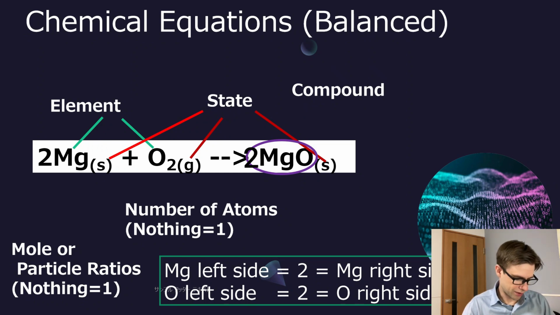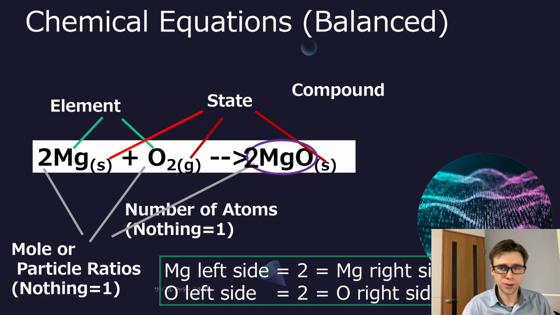So on the left side you have some elements. Mg is an element, O2 is an element. On the right side you have a compound, MgO. Then the red lines will show the state of matter of these things. So we're talking about solid, liquid, gas, or sometimes aqueous. Aqueous is AQ, meaning dissolved in water in a homogeneous solution.